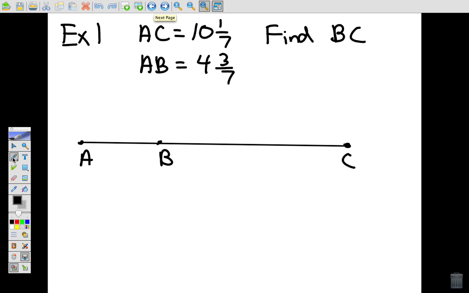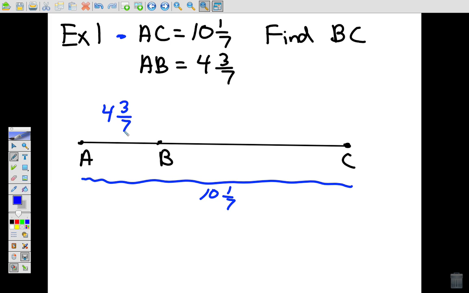Now, in this diagram, notice I have points A, B, and C, and in the directions it says the length of A to C, this whole length, is 10 1/7. It also says that from A to B is 4 3/7. And finally, they want us to find the length of BC.